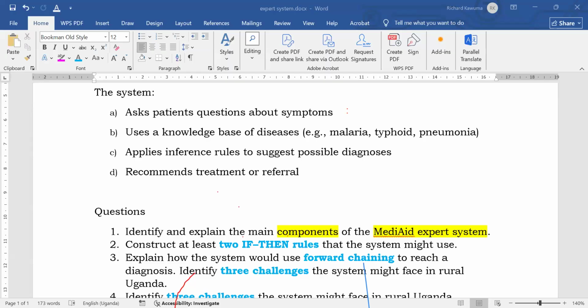So from what we have seen, our expert system can only be said to be good if the knowledge base is okay, if the inference engine, that is the reasoning part, is okay, and if the explanation part, its ability to communicate clearly with the users, is okay. If those three components are okay, there's no way our system is not going to work well.